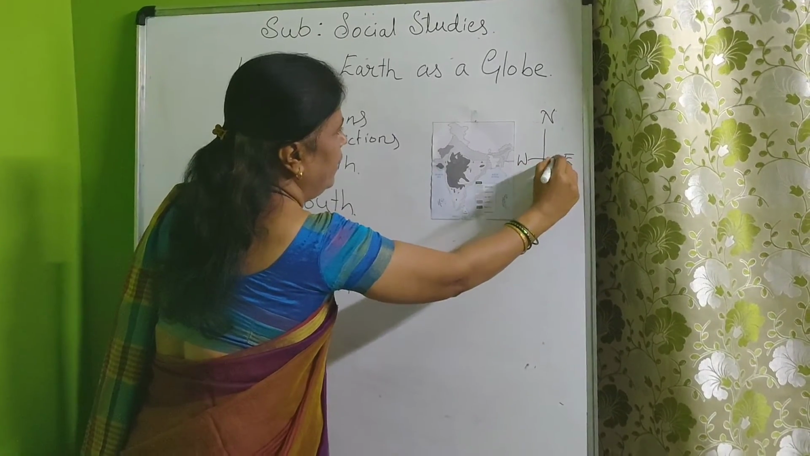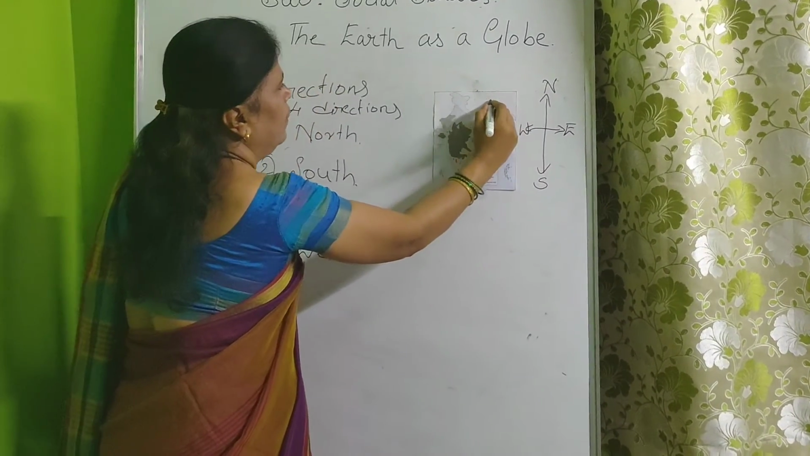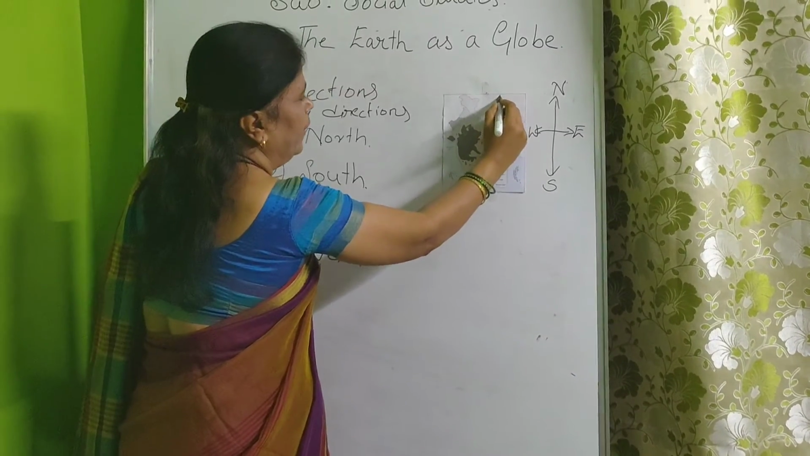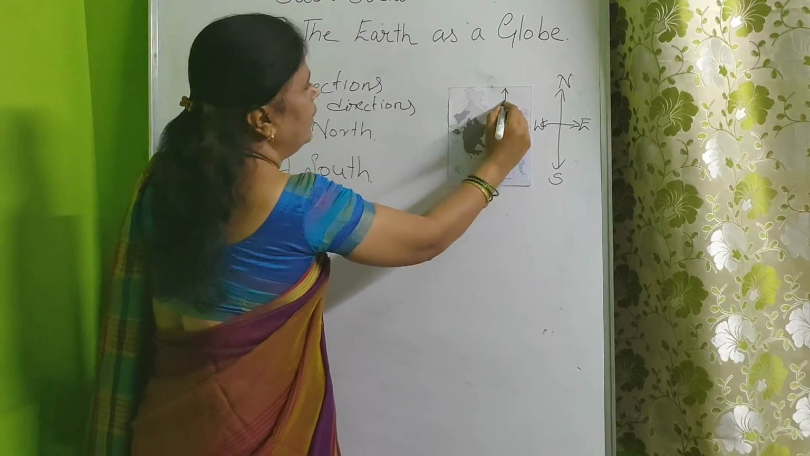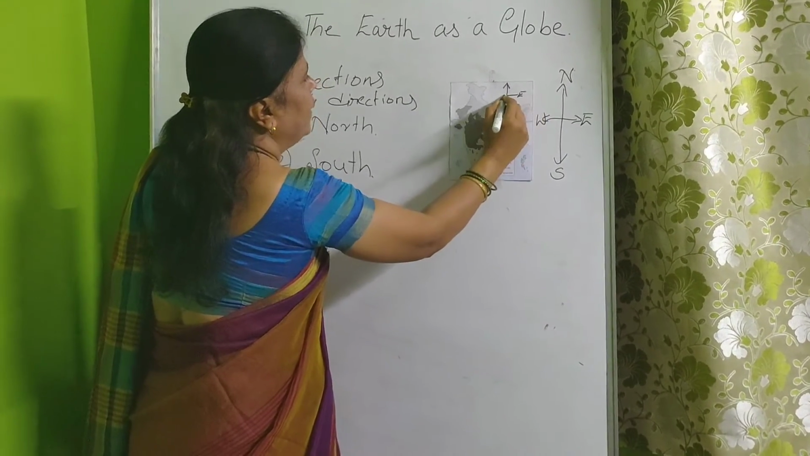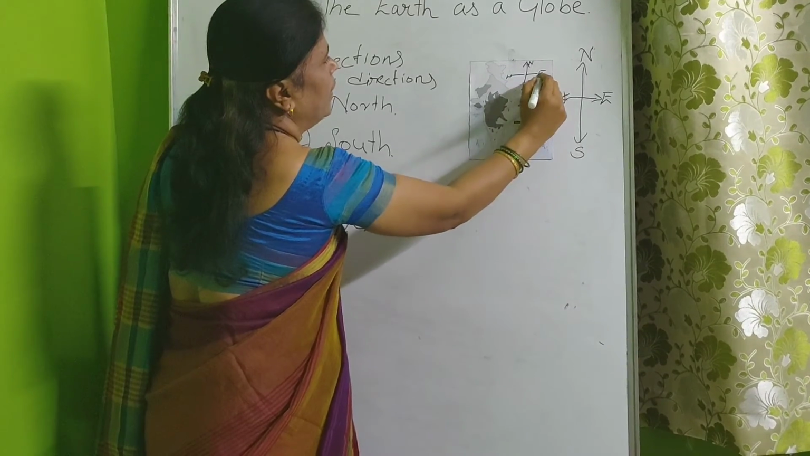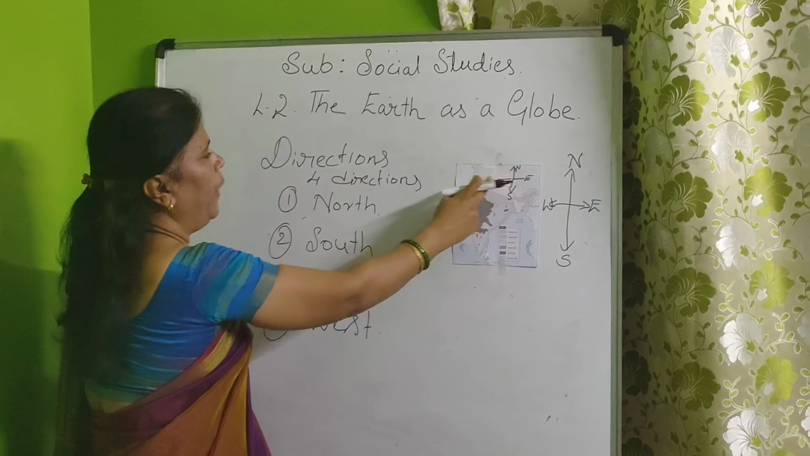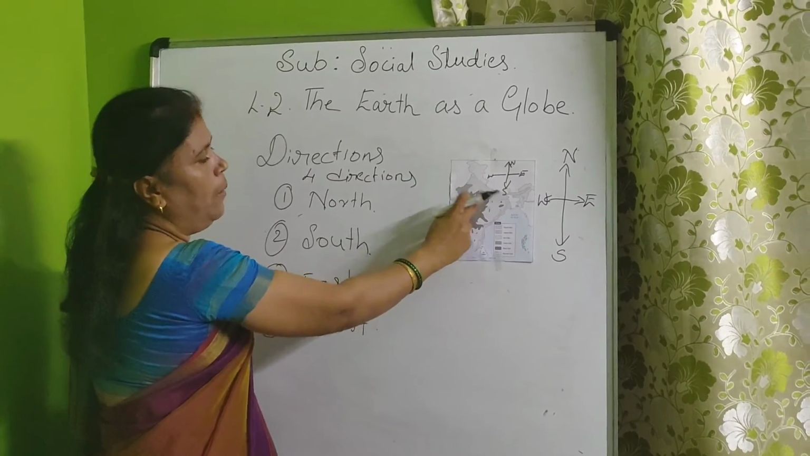So children, on this map, this is the north point and down part, this is south point, and this is east side and this is west side. This is north, this is south, this is east and the west. With the help of these four directions, we can easily find out the location of the place.